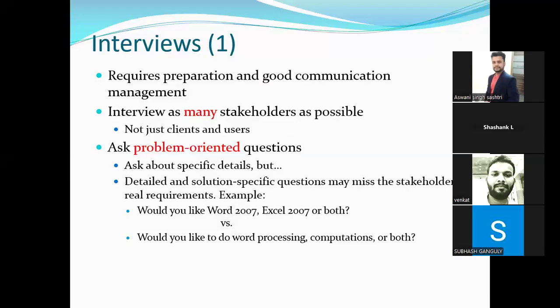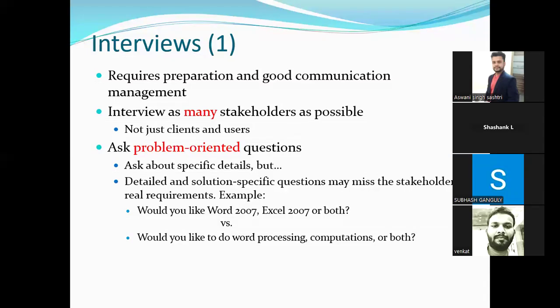Okay. So you are answering right actually. Why is the answer right? Because in the second one, you all have given the answer second. The second is the correct one. Why? Because question number one is directly giving you the options: would you like Word 7, Excel 7, or both. But in question number two, you are actually asking a problem-oriented question. You are asking, what is your problem? What is the purpose of having this application? You want to do word processing, you want to do computation, or you want both.